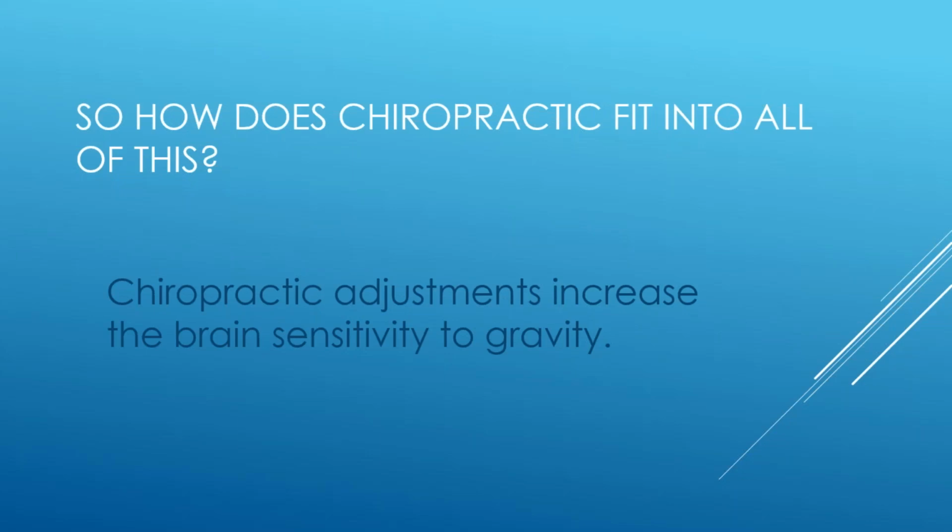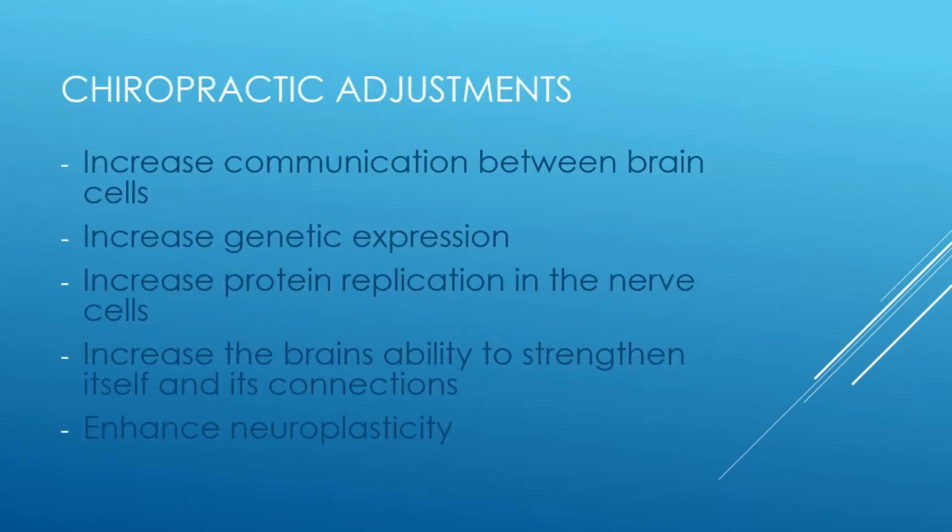So really, the way I look at it, the adjustment itself is not just the moment you get the adjustment that has the effect. It's really once you leave and go walk in gravity that the greatest effect or the greatest change occurs. Okay, and hopefully you understand how that fits into everything I've explained so far. Okay, so because of that, chiropractic adjustments increase communication between brain cells. They increase genetic expression, especially in the cerebellum, because that's the first stop on the way up to the brain.